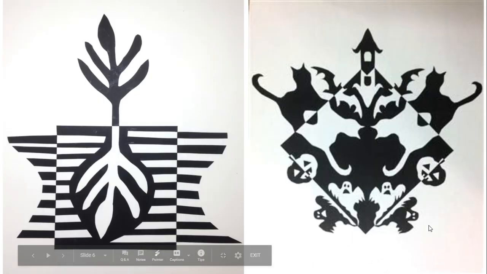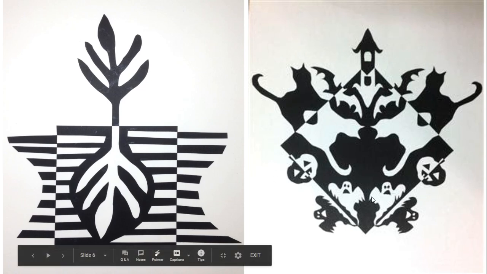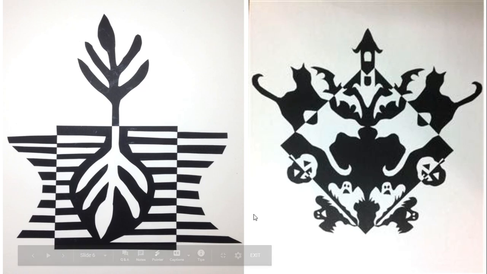Here's an example of a symmetrical composition. Notice how this is the same as this, and this is the same as this. And also notice that this is an example of a symmetrical composition. This and this, this and this are the same. Both of these, I should say rather, are examples of representational objects that are clearly represented in reality.